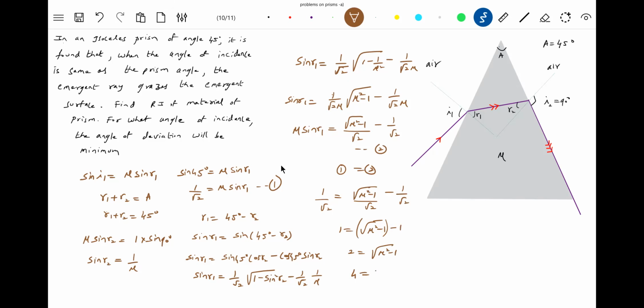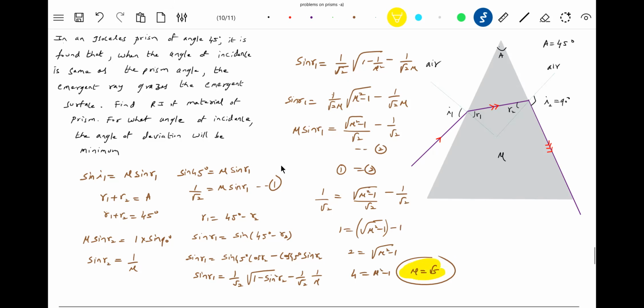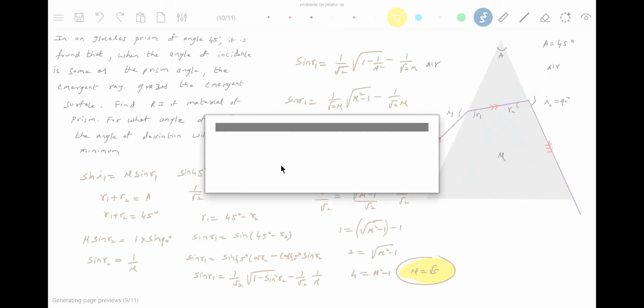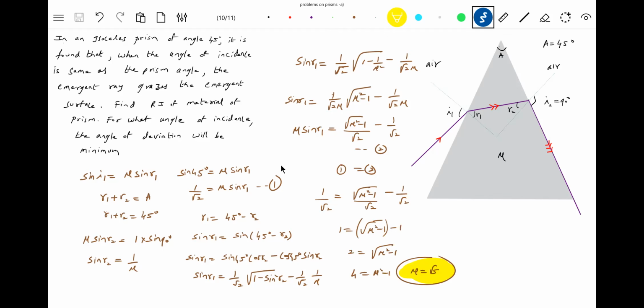Squaring on both sides. Okay, this is our answer. Again, getting the diagram, you have to draw a diagram, there's no other way. I hope by this time you are understanding what I'm insisting.